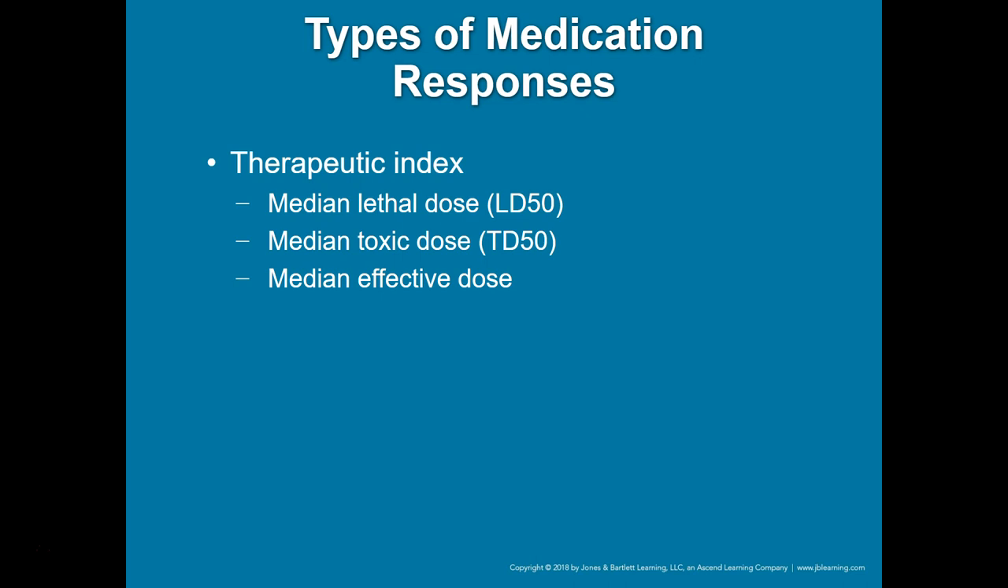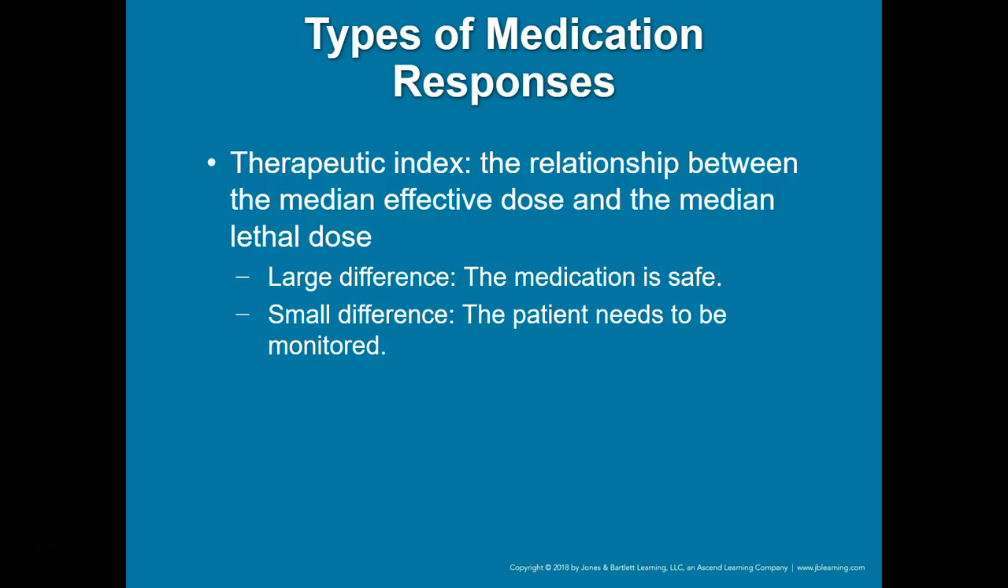And then the median effective dose. So say 1 gram of medication X causes that effective dose. So we really only need to give 1 gram, and if we gave 10 grams, we would kill them. There is the breakdown of that.